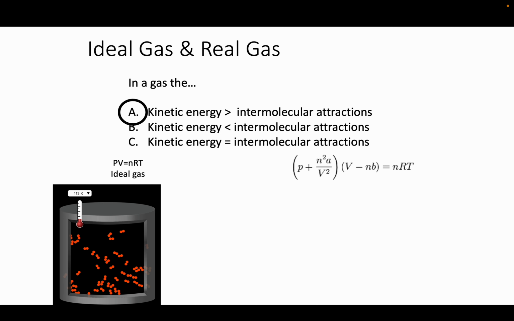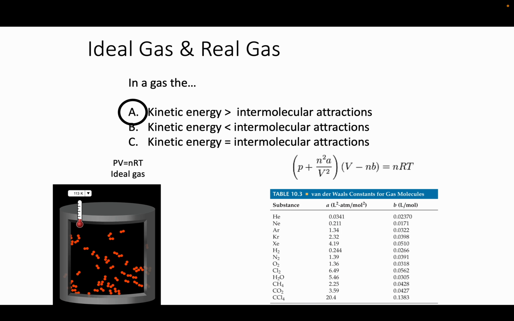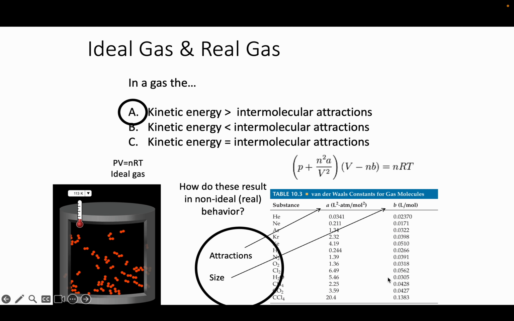I see P, V, nRT in that, but I also see some other terms. This A term and a B term. A and B will be properties for a specific substance. So helium has a specific A value and a specific B value. H2O, specific A value, specific B value. The A values correspond to the attractions that are present between the molecules, or between the particles of a monatomic gas. B is a reflection of their size.